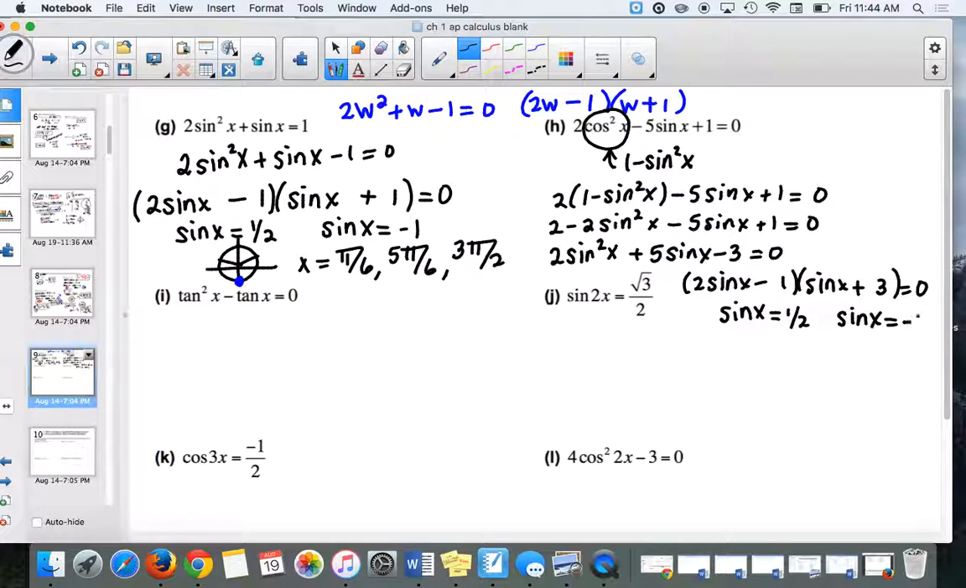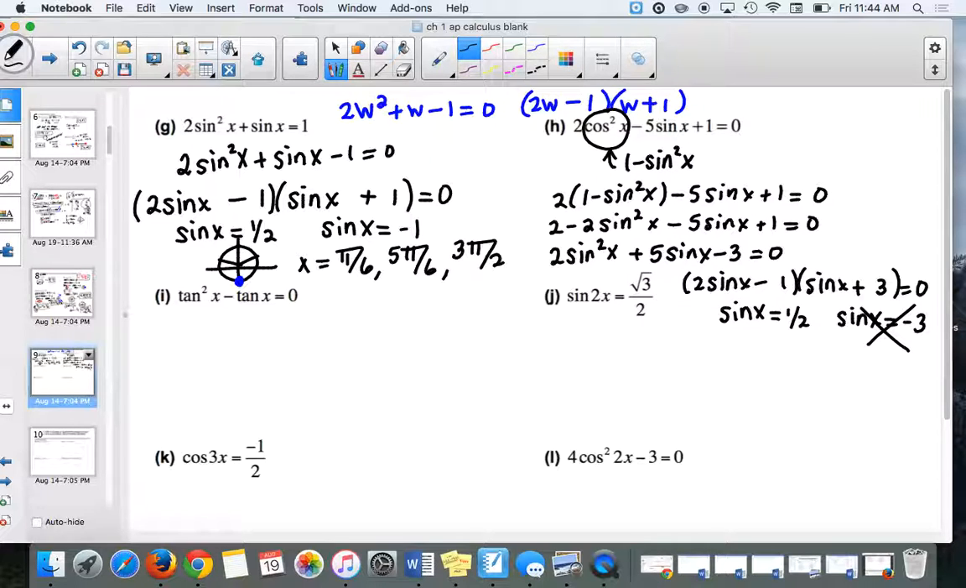equal to negative 3. So I told you guys yesterday, if you ever get sine of x equals 4, or sine of x equals negative 5, or something like that, sine of x is always between negative 1 and 1. So when you get sine of x is equal to negative 3, that is not giving you a solution. You can cross it out.